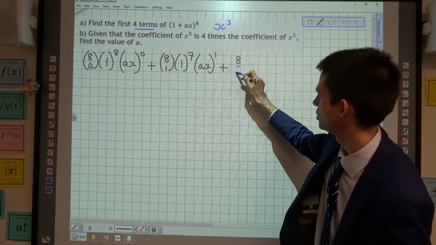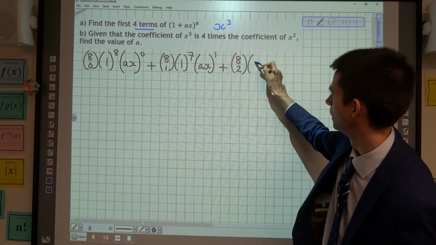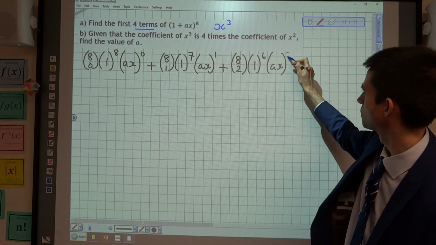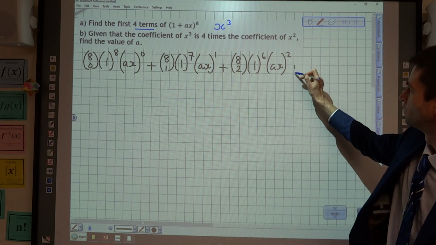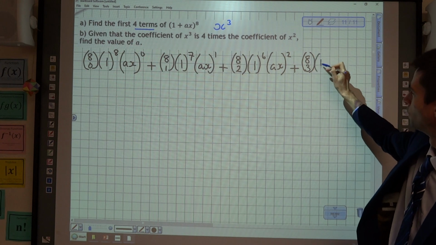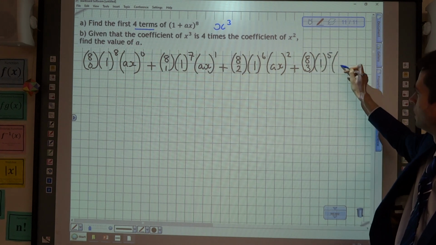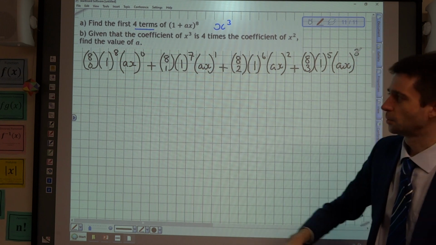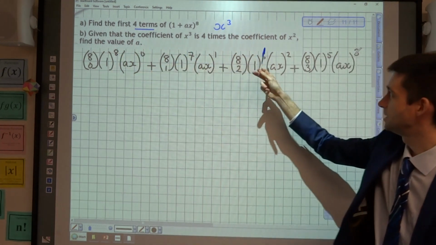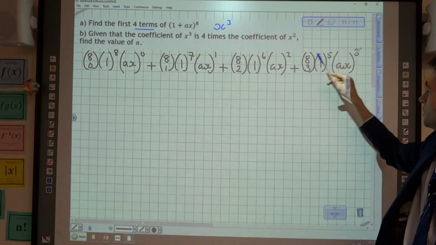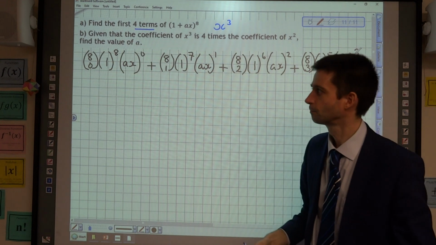Third term, 8 choose 2, 1 to the power of 6, (ax) squared. And fourth term, 8 choose 3, 1 to the power of 5, (ax) cubed. So we should check powers of 1 are descending, powers of ax are ascending: 0, 1, 2, 3. Lovely.